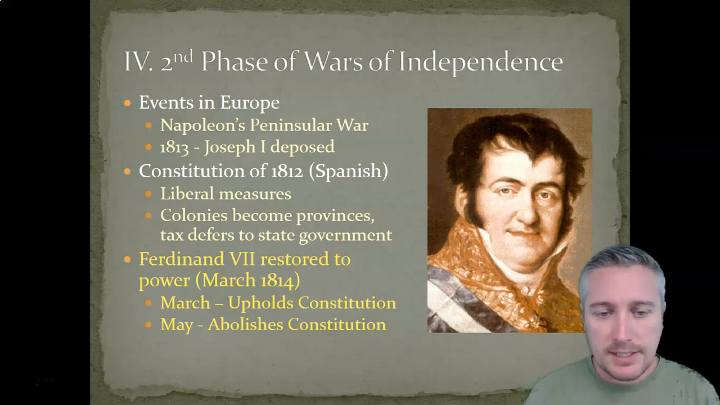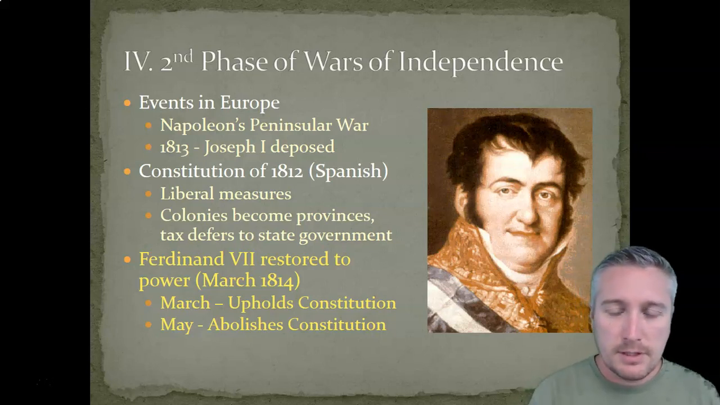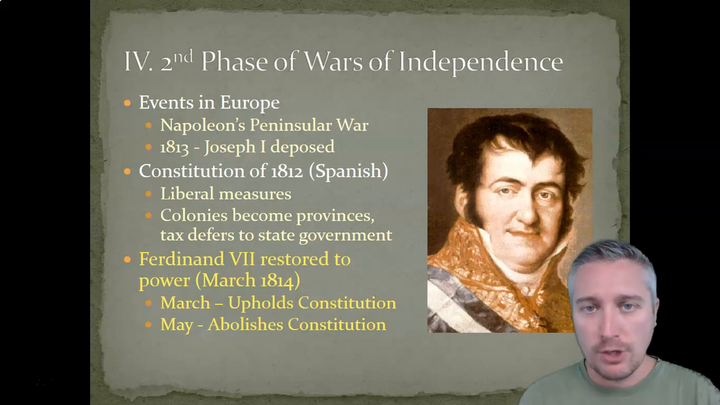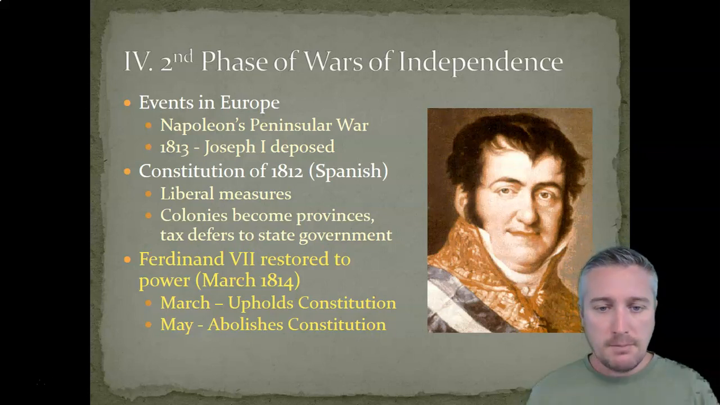So moving on to the next major event. After the deposing of Joseph I, Ferdinand VII does make his return, March of 1814. When he comes back, he does promise to uphold this 1812 Constitution. Even though it would limit his own power, he recognizes the fact that this is what the people want and recognizes it for a solid 2 months. After that, he realizes, wait a second, we're not making any money, and decides to abolish it, arrest those that had collaborated in making it, and basically cause Spain to dive into a civil war of its own.